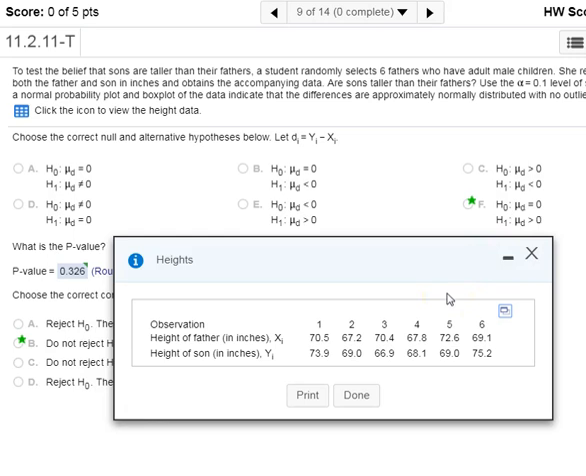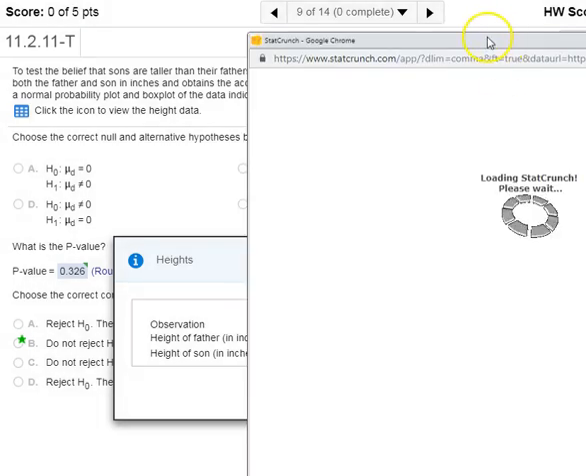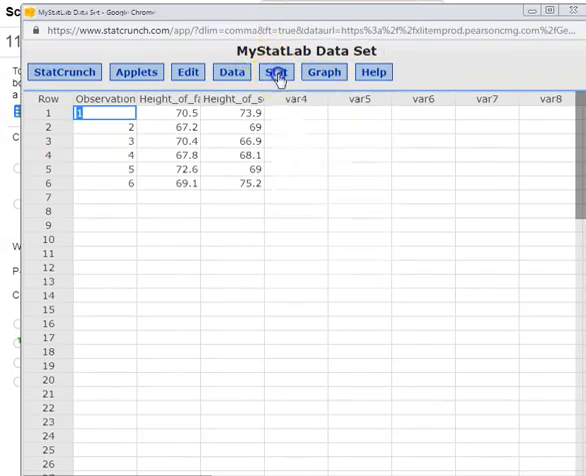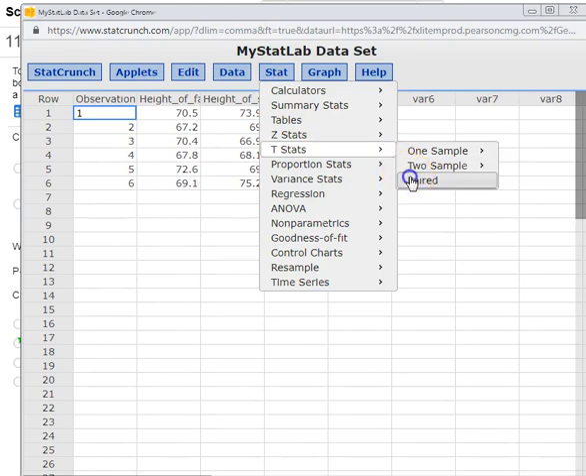This will be another case of paired data. We have dependent samples here because we're looking at a father and a son. So we have a paired up relationship between our samples. We'll want to open that data in StatCrunch. And again, go Stat, T-Stats, paired.